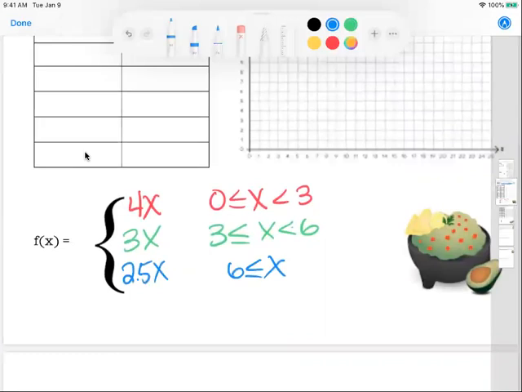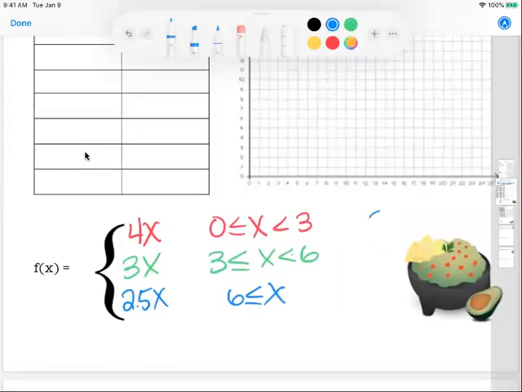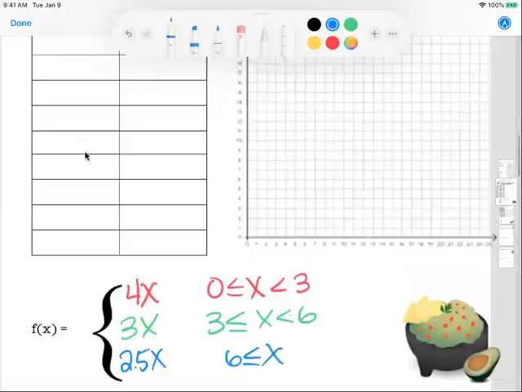Okay, so there's our equation for your practice problems. This is as far as you really need to go. If you want to go ahead and make a table and make a graph, that's awesome too. Really do what you feel comfortable doing. Do what you have time to do in this challenging time.